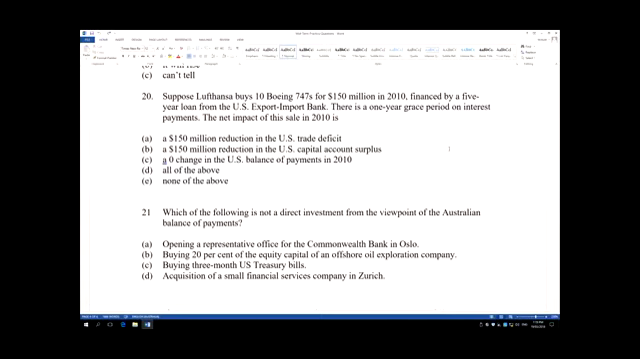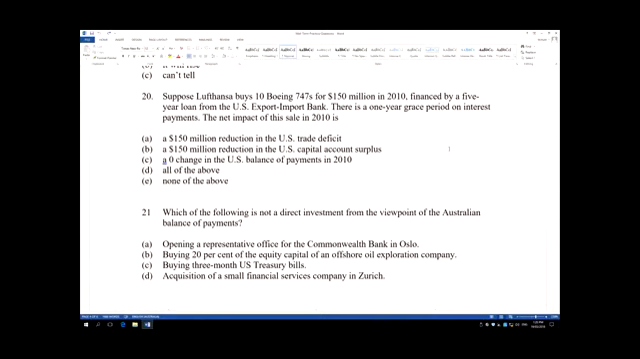It will decrease the trade deficit, right? So the current account is exports minus imports. If they currently are in deficit, that means imports are greater than exports. So if exports increase, that will increase the current account, or we could say that will reduce the trade deficit. So that's going to be A.